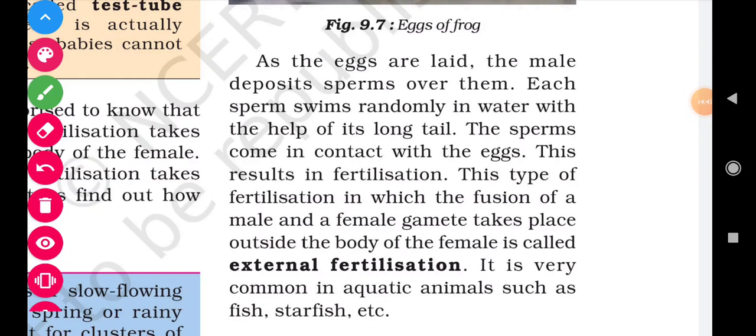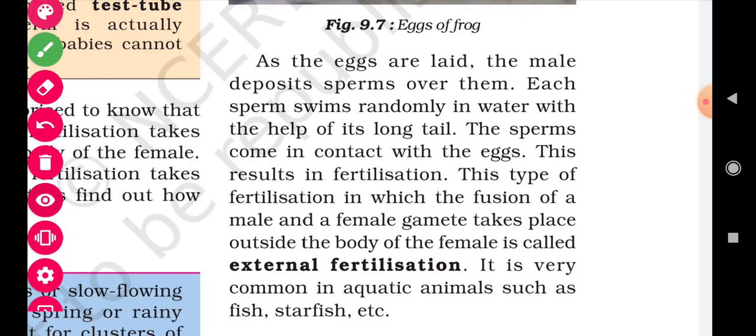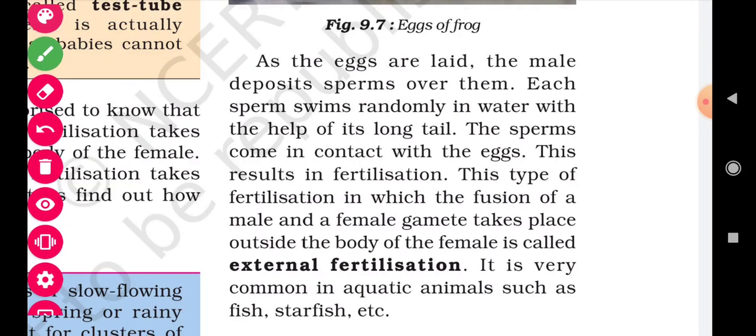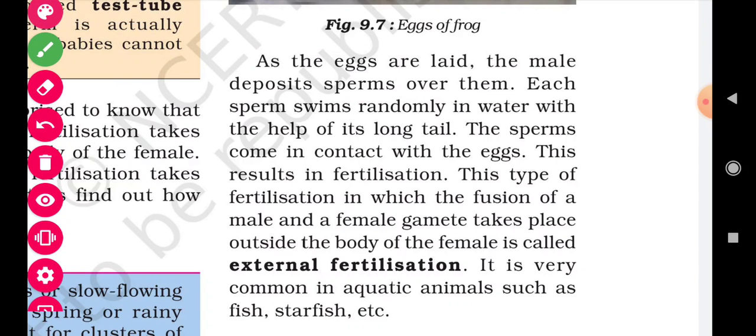Each sperm swims randomly in water with the help of its long tail. The sperms come in contact with this egg and this results in the fertilization. This is an example of external fertilization, where the sperm and the eggs meet each other not inside the body but outside the body, which is known as external fertilization.